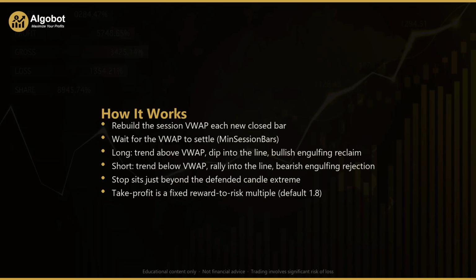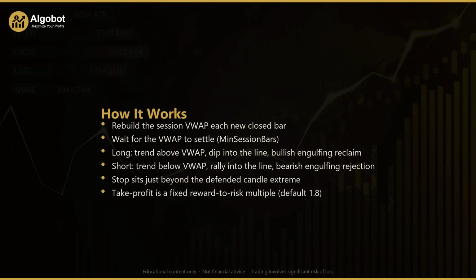Third, that same bar must be a decisive bullish engulfing candle. The prior bar must be bearish, the current bar bullish, and the current body must fully engulf the previous body while being at least as large as a chosen ratio of it. When all 3 align, the EA enters a buy.